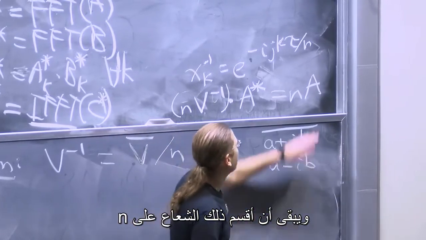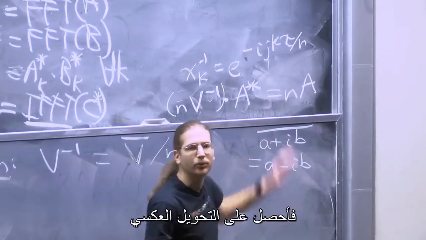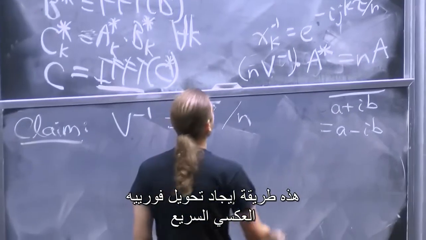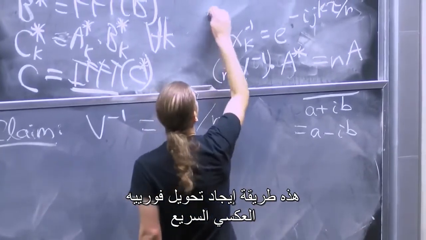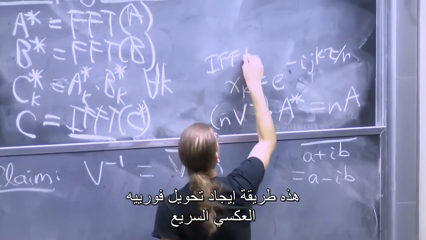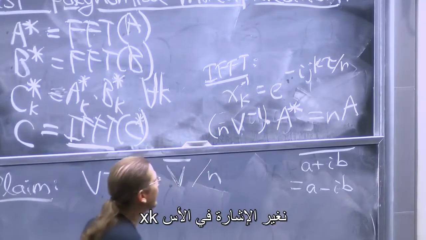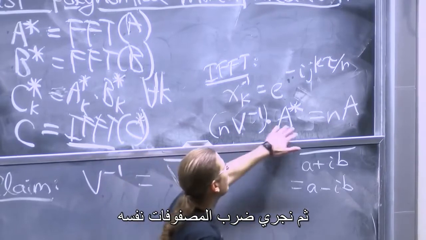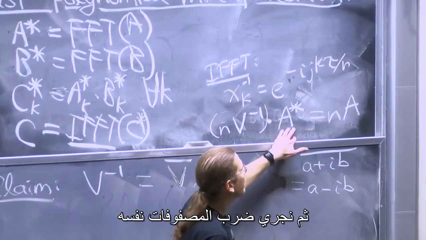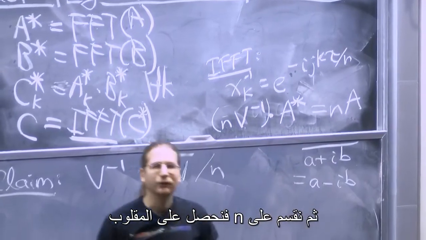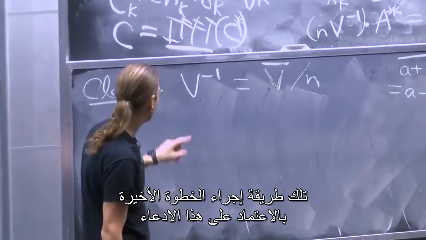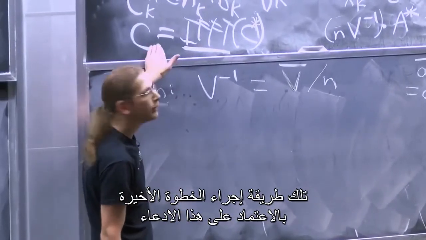So then I just take that vector, I divide by n. Boom, I've got the inverse transform. So this is how you do inverse fast Fourier transform. You just flip the sign in the exponent in the xk's. Then you do the same matrix vector product, and then you divide by n. And then you've done the inverse. So that's how you do this last step, if you believe this claim.